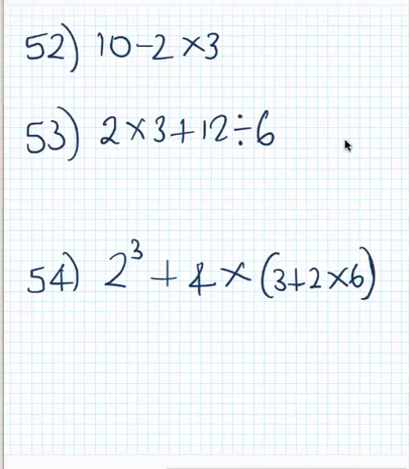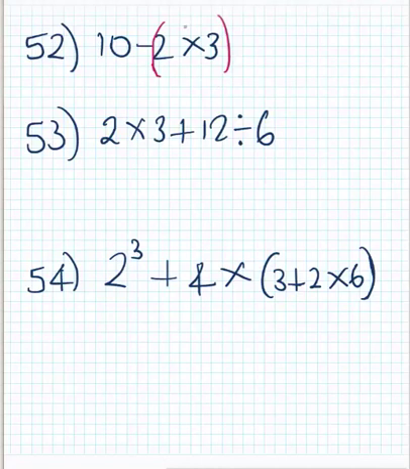Okay, so I'm always finished with this lesson. There are a few more questions that I want to do on BODMAS because a lot of students make mistakes with this. So 52 said, this is our question, 10 take away 2 multiplied by 3. So we know with BODMAS, we haven't got brackets or powers, but times comes before subtraction. So I have to do this, okay? I have to go 2 times 3 first.